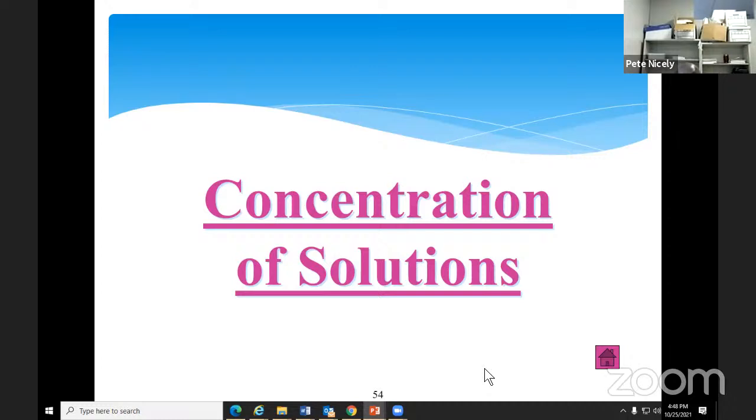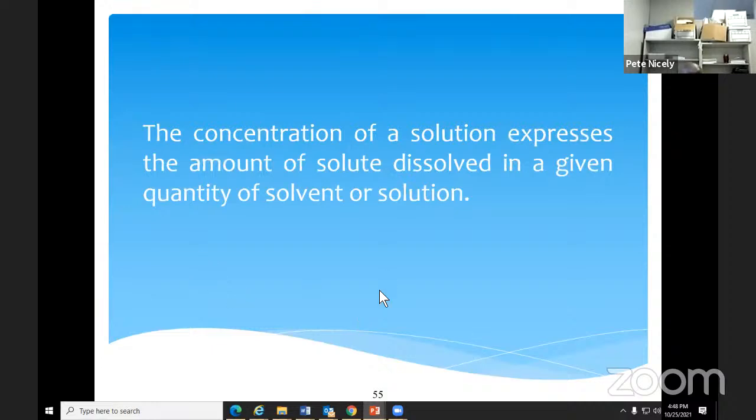Okay, so now we're going to get into some quantitative discussions when it comes to concentration. Now, there are several ways of expressing what we call the concentration of a solution. But let's define what we mean by concentration firstly. So here's the definition right here. The concentration of a solution expresses the amount of solute that is dissolved in a given quantity of either the solvent or solution, all right? So that's a general definition of what we call the concentration.